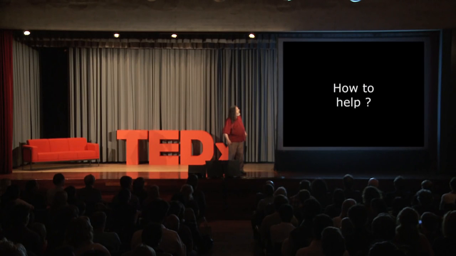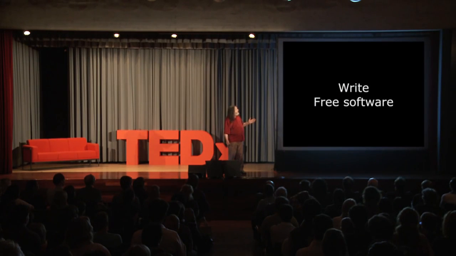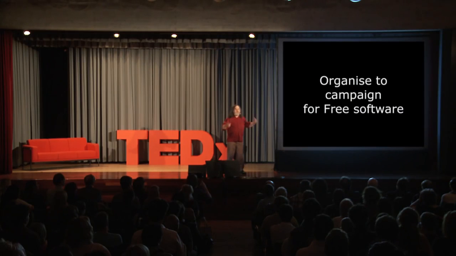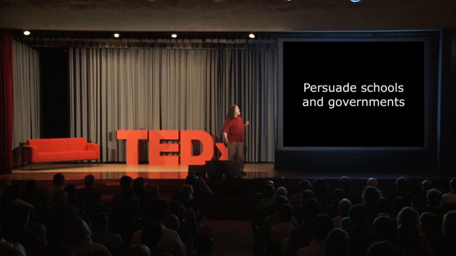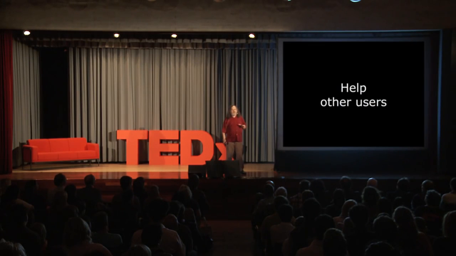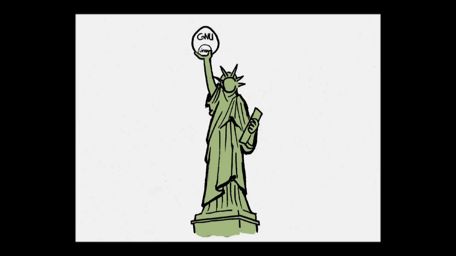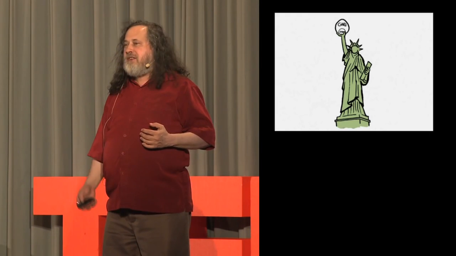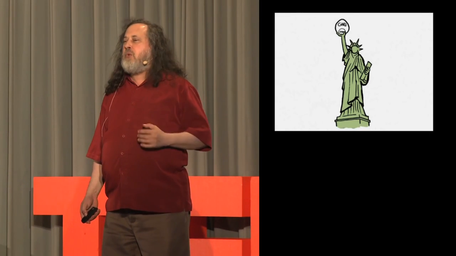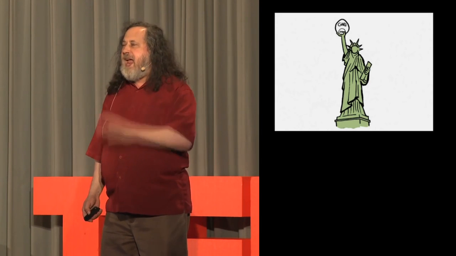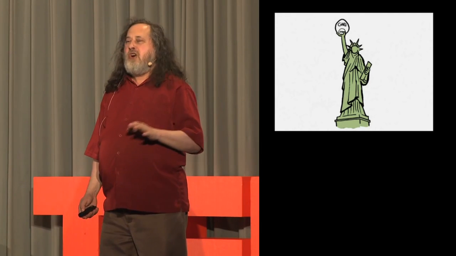Thus, how to help? Well, you can write free software. You can organize groups to campaign and persuade schools and governments to move to free software. You can help other people when they have trouble using free software or help them install it. You can say free software and spread the philosophical ideas. Moving to free software is the first step in the liberation of cyberspace, but of course we also use the internet. We need other freedoms there, like network neutrality and putting an end to surveillance of people in general.